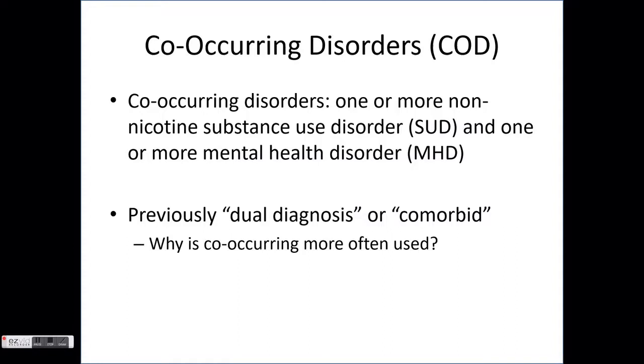We tend to steer away from these terms now just because dual diagnosis can kind of pigeonhole us into saying there's just two things going on when there could always be something else happening too. And then comorbid makes it sound as if these two things are kind of one and the same when they are separate and unique and distinct disorders as well. So just some things to keep in mind.